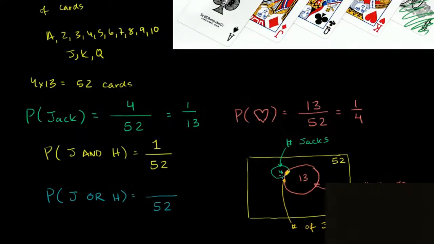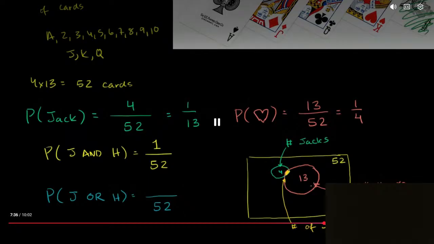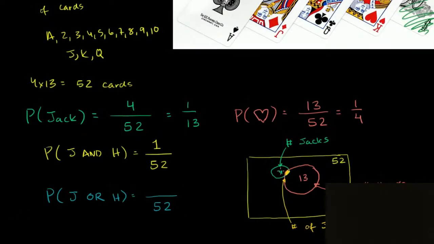So it's going to be the number, you could say, well, look, the green circle right there says the number that gives us a jack, and the orange circle tells us the number that gives us a heart. So you might want to say, well, why don't we add up the green and the orange? But if you did that, you would be double counting. Because if you just did 4 plus 13, what are we saying? We're saying that there are 4 jacks, and we are saying that there are 13 hearts.